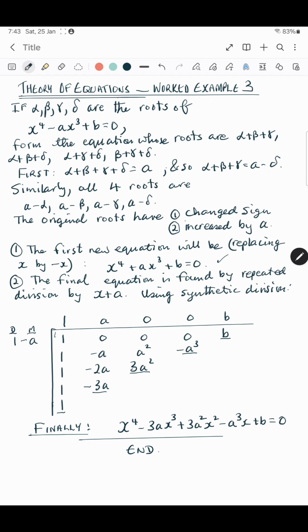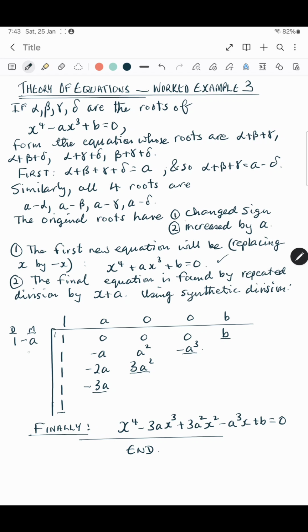Now we move on to the next line and start all over again. So dividing, 1 into 1 goes once. 1 times minus a is minus a. Added on to 0 is minus a. Minus a times minus a is a squared. Add on to 0 is a squared. A squared times minus a is minus a cubed. Add on to 0 is minus a cubed. So that takes us to there. That finishes the second line, and minus a cubed will be the coefficient of the x term.